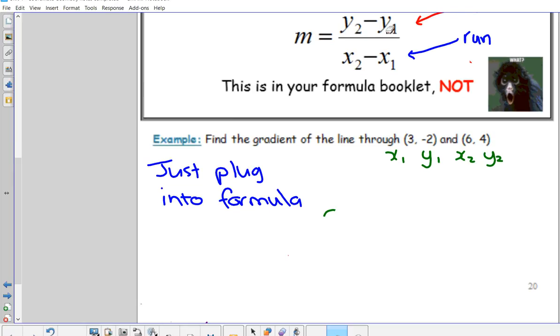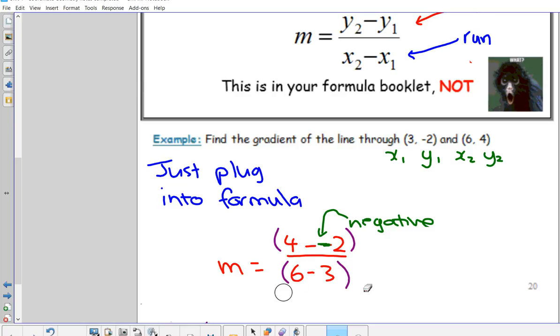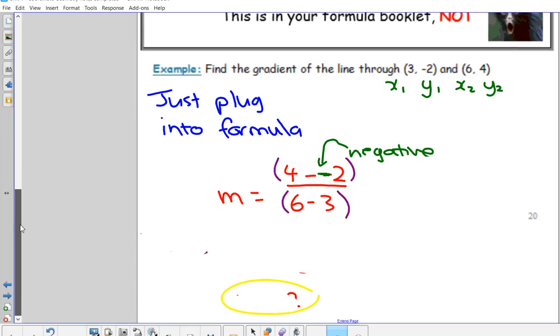So y2 minus y1 is 4 minus negative 2. Bit tricky. Little m is for gradient, big M is for midpoint. The rise is 4 subtract negative 2, and I just put a little reminder that's the negative button on the calculator used for that. The rise is to do with the y's if you forget, and the run's to do with the x's. So the run would be x2 minus x1 according to this formula. So 6 subtract 3 is our numerator. So 6 subtract 3 goes here.